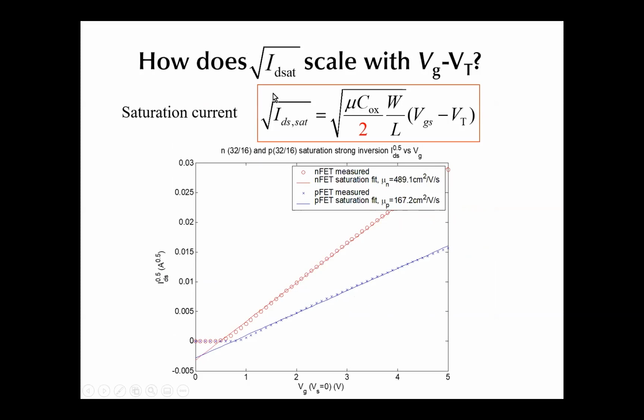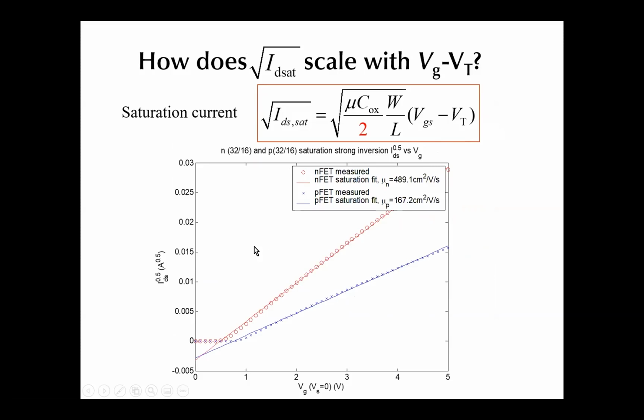And then the next thing is, how does the ID set scale with VG minus VT? This is in the regime where you operate the transistor in saturation. And the equation that governs how the current changes as a function of VGS minus VT is a squaring operation. But if you take the square root of the current, then basically this becomes just VGS minus VT.